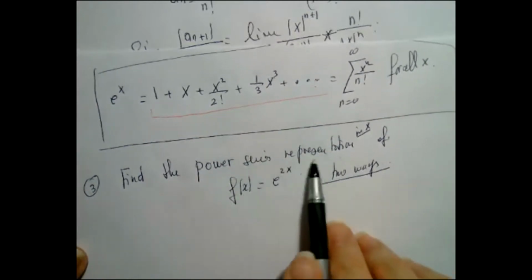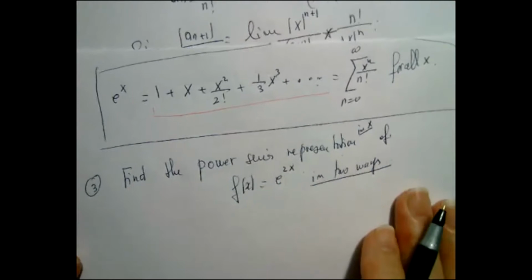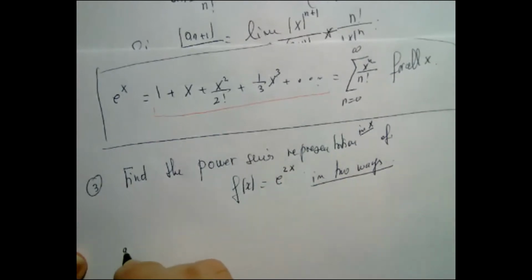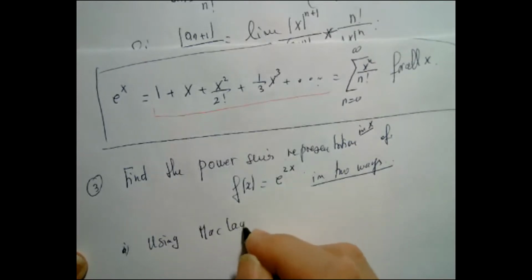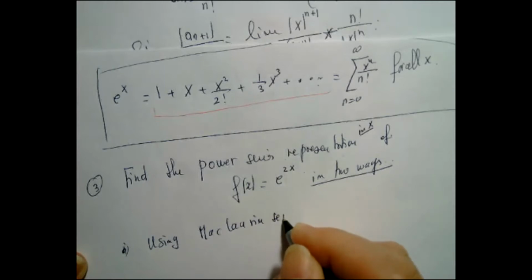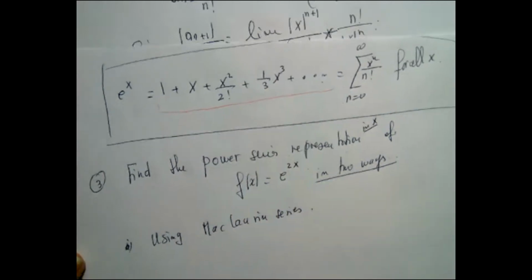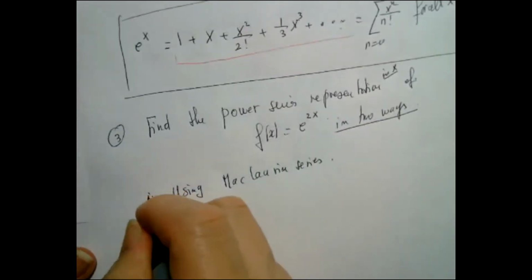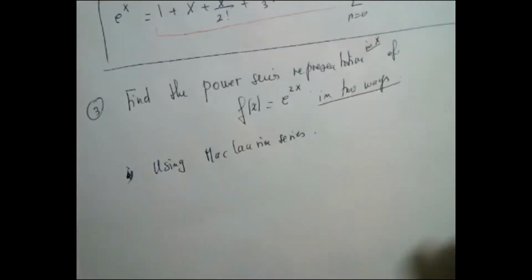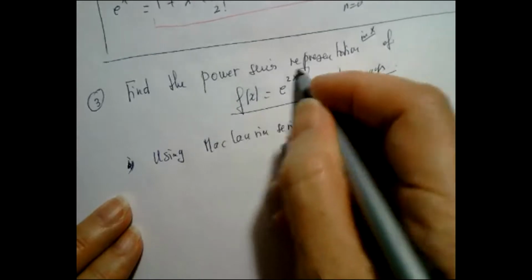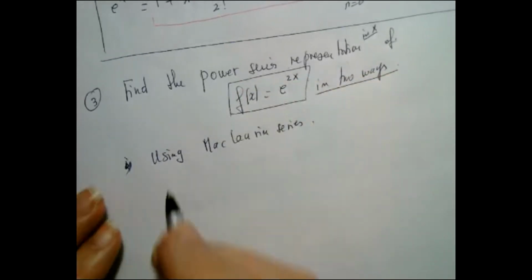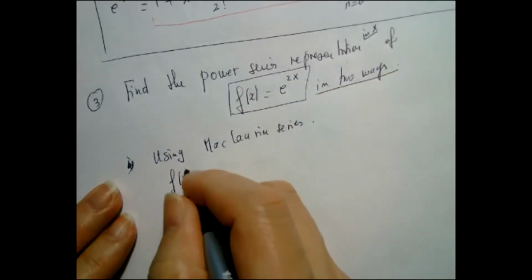So what I am talking about. Find the power series representation in x of f of x equal to e to the 2x in two ways. First, using the Maclaurin series. That's the first way we're going to do it. Okay, first by using the Maclaurin series. What I am talking about, Maclaurin series means the following. I have the function e to the 2x. So f of x equal e to the 2x.